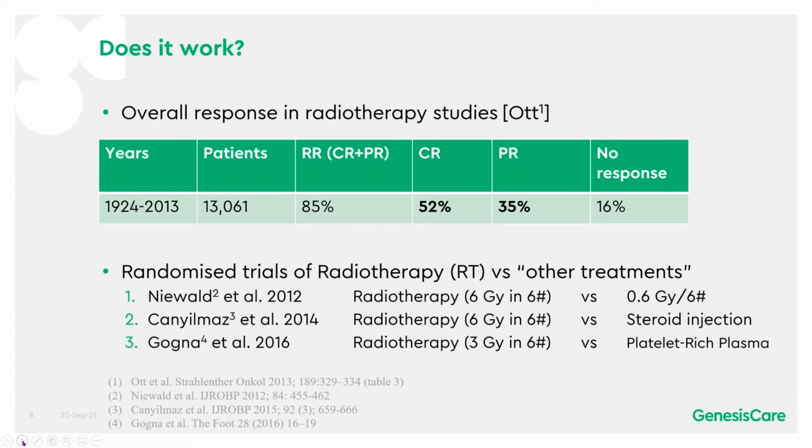But just to list them, the Niewald trial was radiotherapy with a standard dose of 6 Gray in 6 fractions versus 0.6 Gray in 6 fractions. Now, there are some that might consider that to be a control, although in the paper they say they do not consider it to be a control. Another trial in 2014 looked at radiotherapy versus a steroid injection. And again, perhaps one could consider that as a control. A further trial in 2016 looked at 3 Gray of radiotherapy in 6 fractions versus PRP. So let's talk about these in some detail.